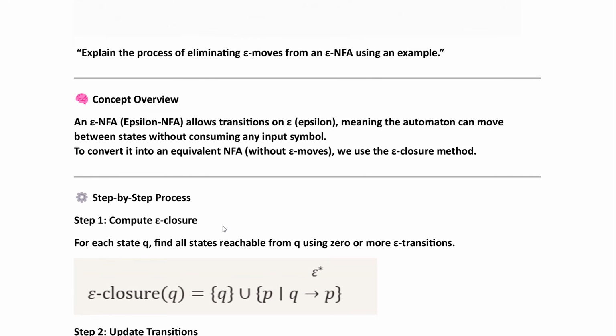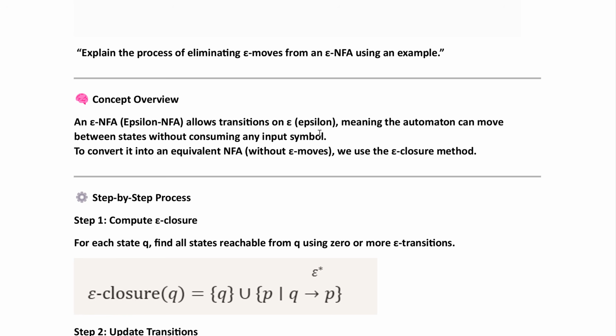So there is a procedure, and I will be explaining that procedure. Based on that procedure, you can easily eliminate the epsilon moves from a given epsilon non-deterministic finite automata. So let me explain the concept. An Epsilon-NFA allows transitions on epsilon, that is, the automata can move from one state to the next state without consuming any input symbol.